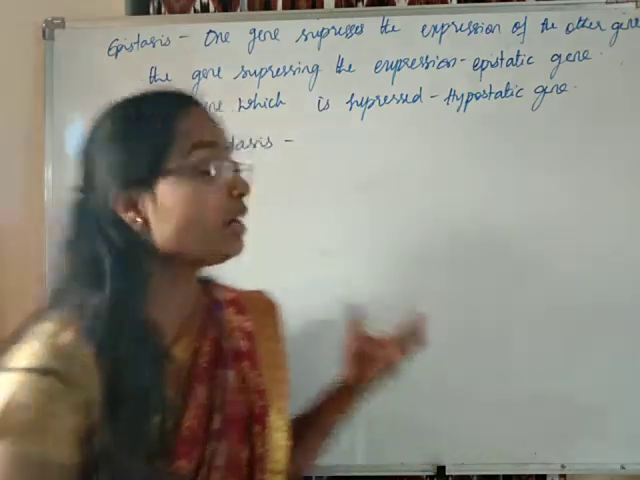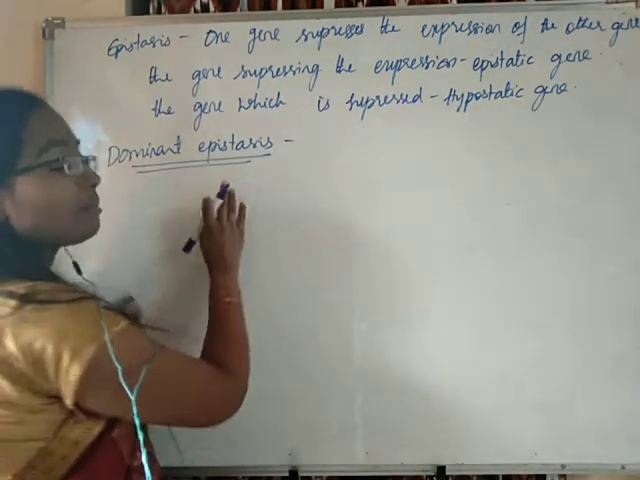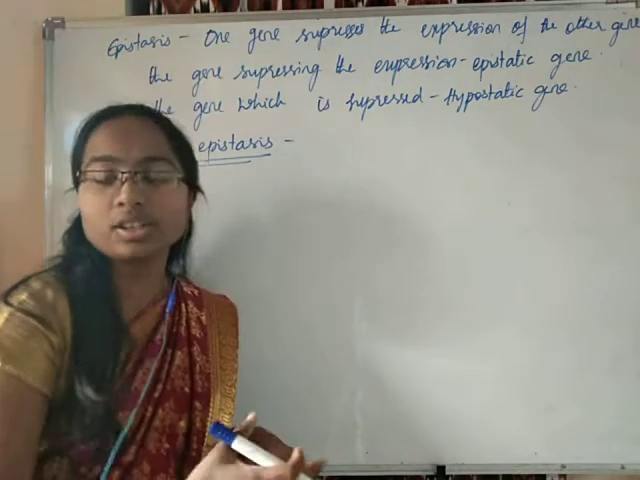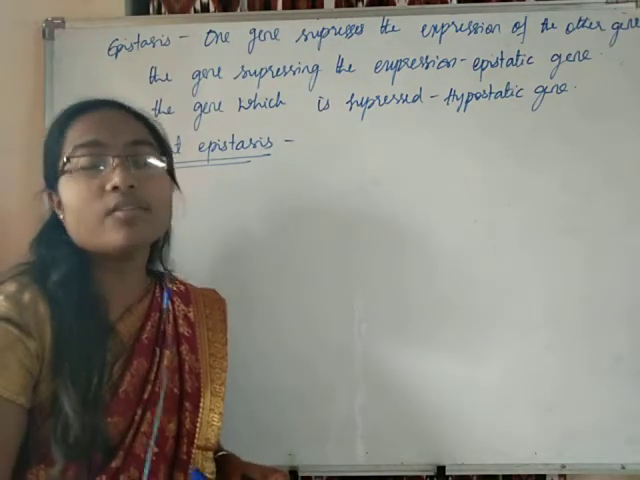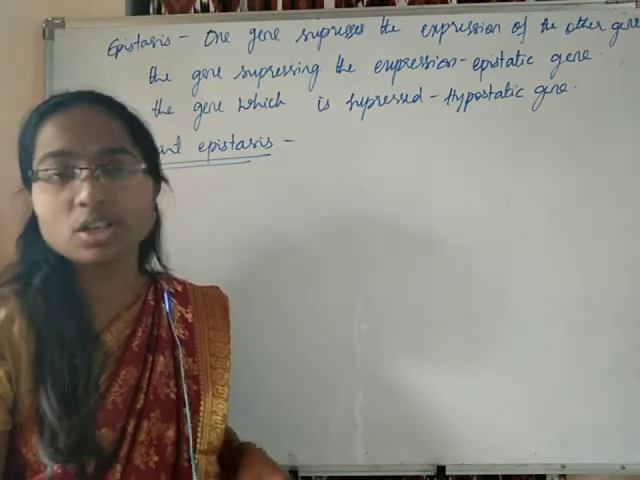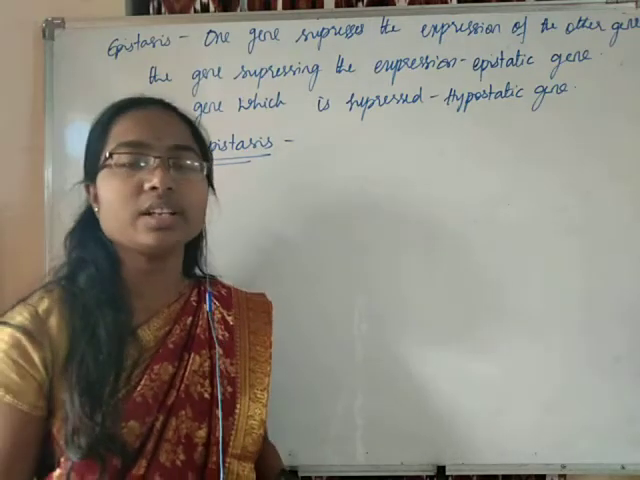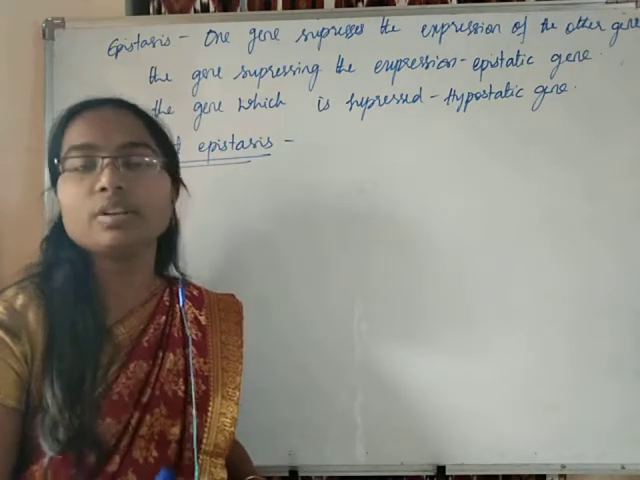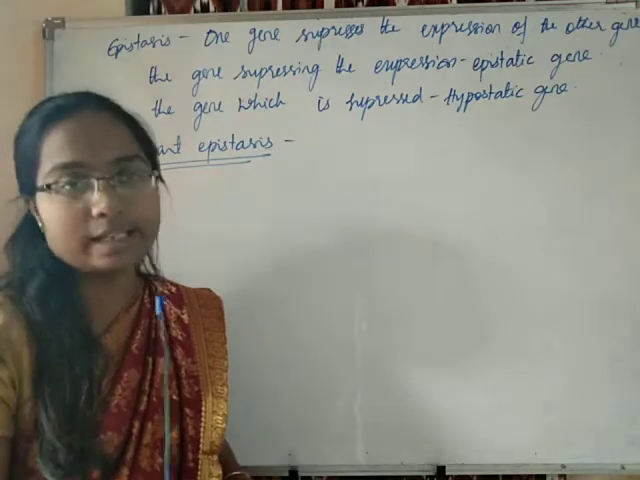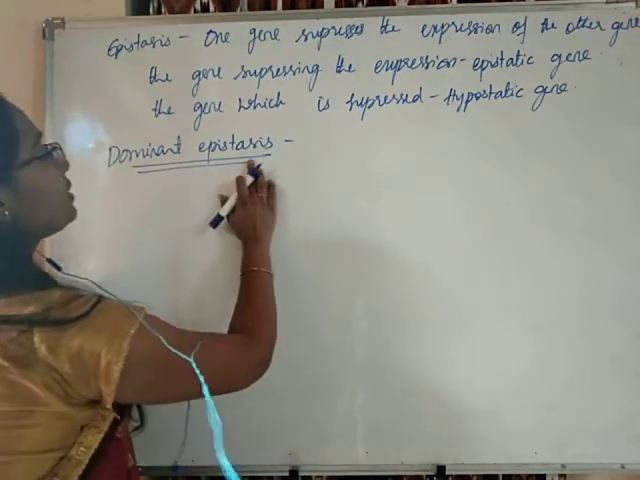When a gene shows dominant epistasis, it masks the expression of the other gene whether the other gene is in a dominant or a recessive condition. Whatever the condition of the hypostatic gene, this epistatic gene will mask the expression of the hypostatic gene completely. That is called dominant epistasis.